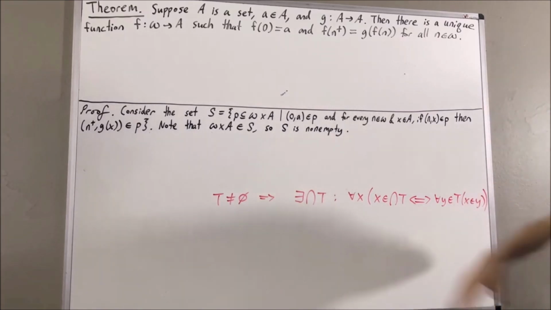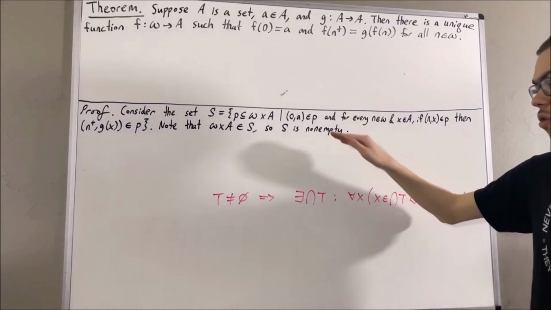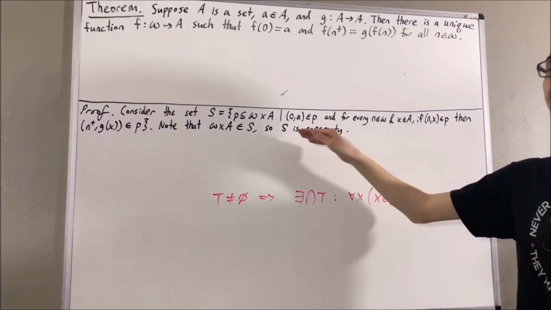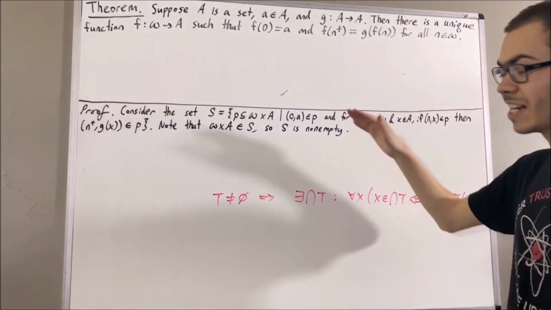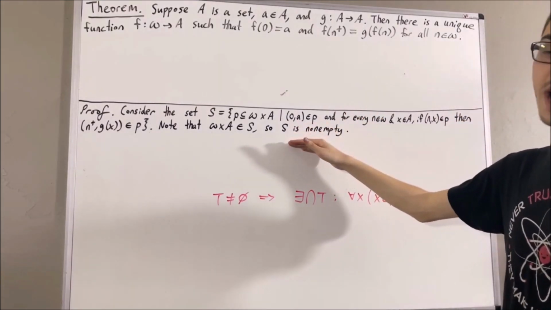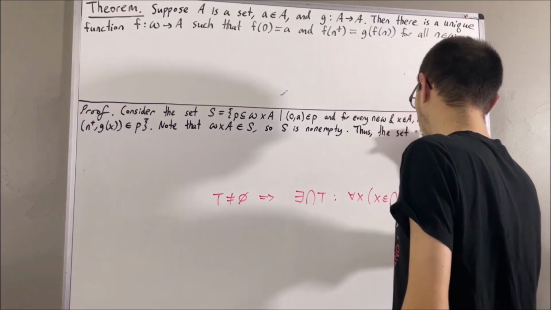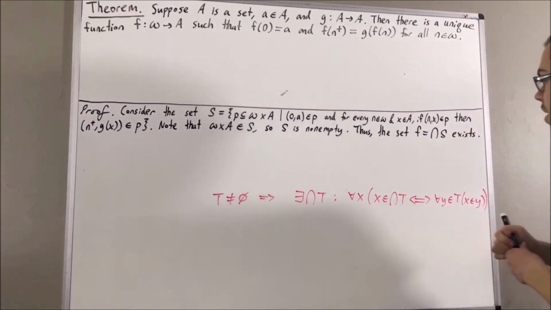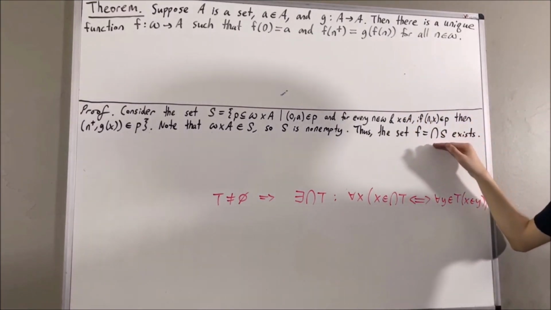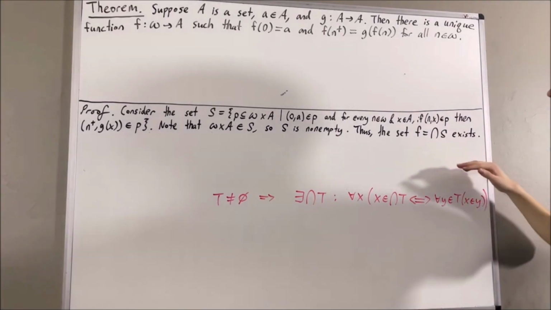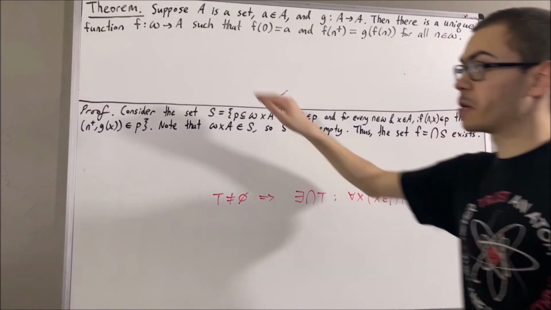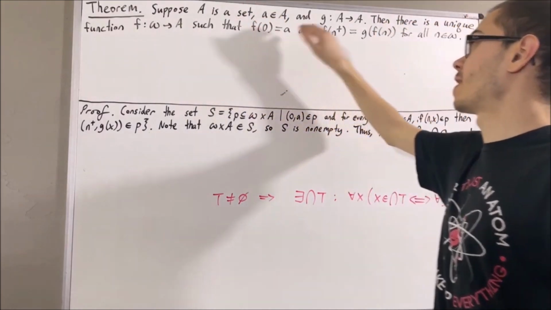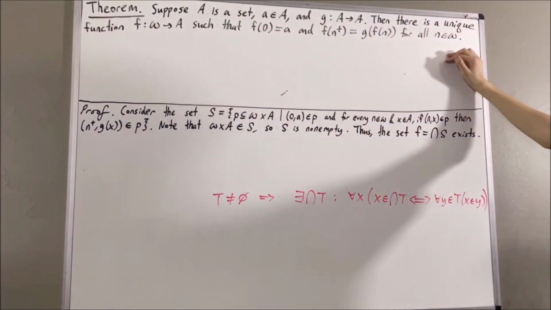So, since S is non-empty, there exists a set called the intersection of S, which satisfies this property. And we're going to say that the intersection of S is equal to F. So remember, to be an element of the intersection of S means that you're an element of every set in S. And the claim is that this choice for F will be a function from the natural numbers to A, and it satisfies these two properties.